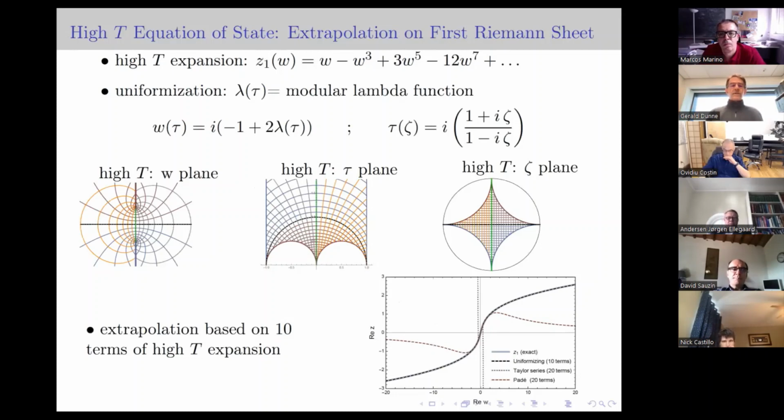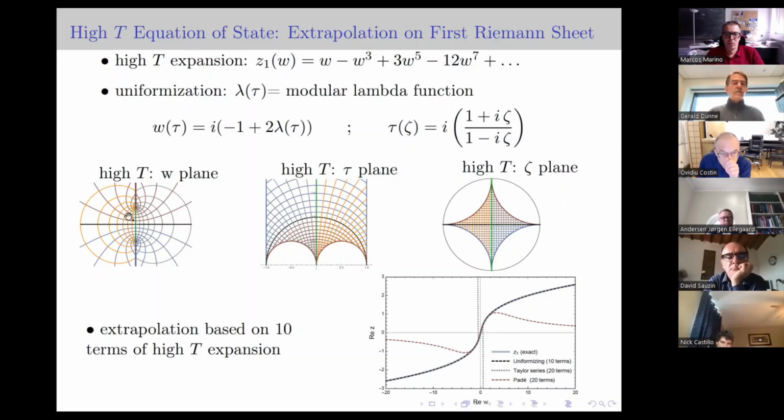Since this is solving a cubic, we know exactly how to uniformize this. If we start with the high temperature expansion of, say, the first sheet solution of this cubic, here's an expansion around omega equals 0. It's uniformized by this modular lambda function. And here I have a picture of the high temperature sheet in the W plane. There are two cuts, from -i down to -i infinity and from +i up to +i infinity. You have to do a little bit of rescaling to get rid of some √2 factors, but that's not important.